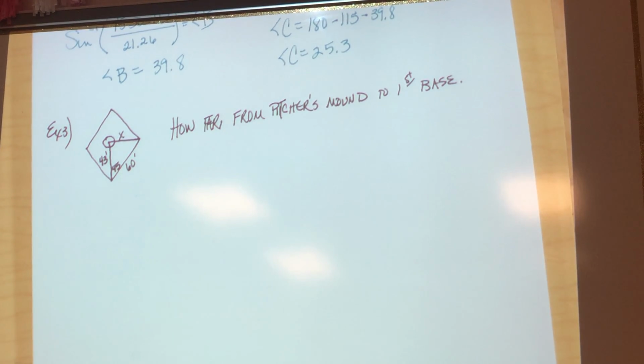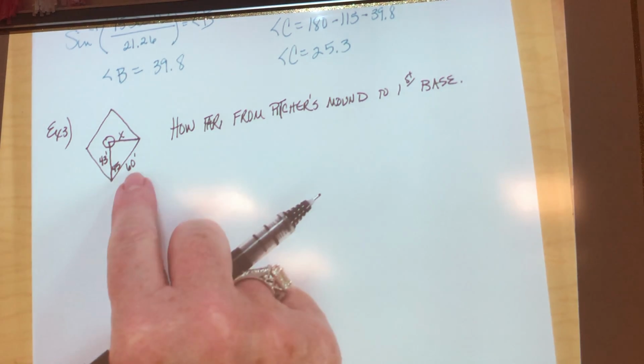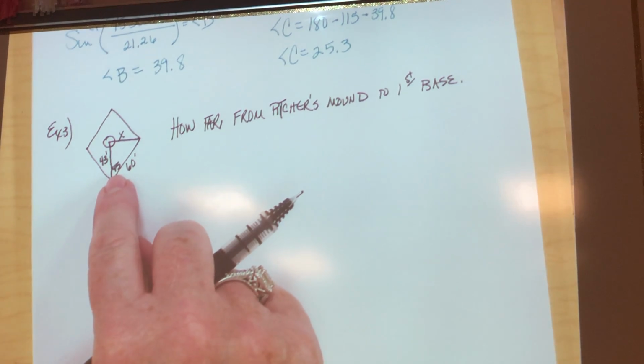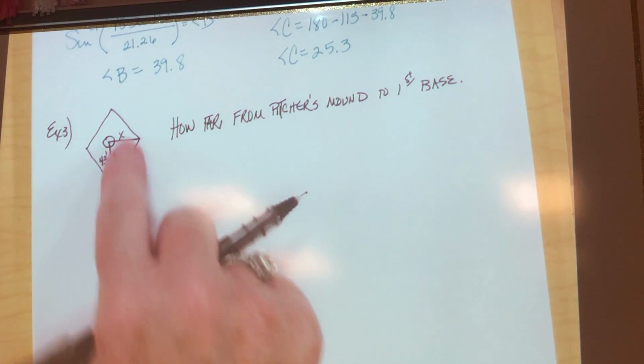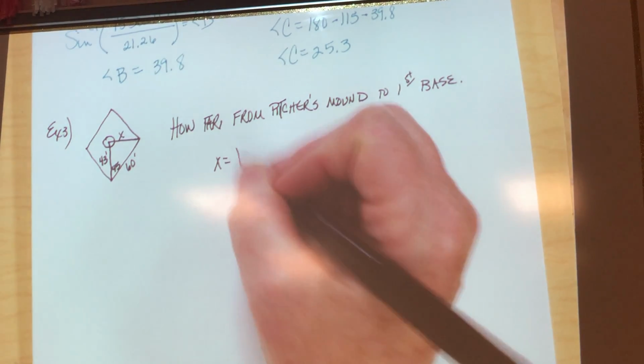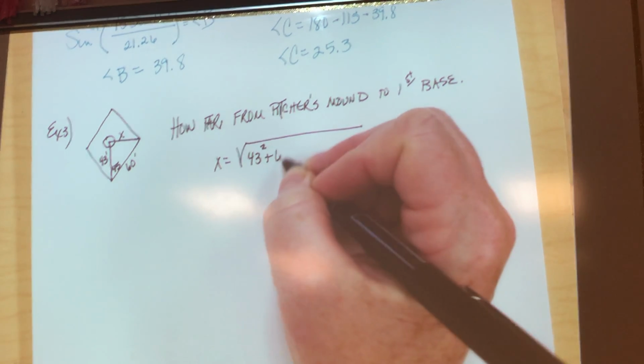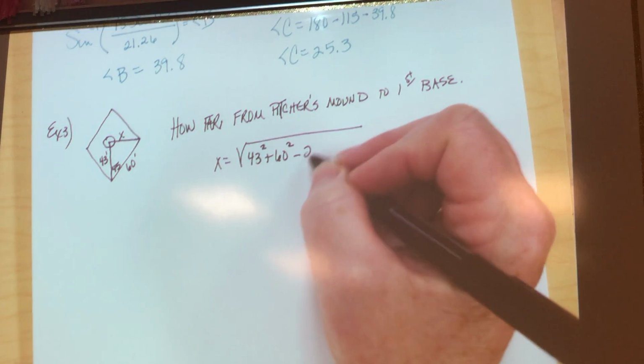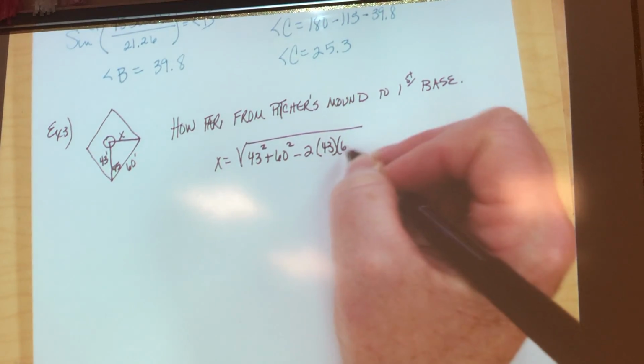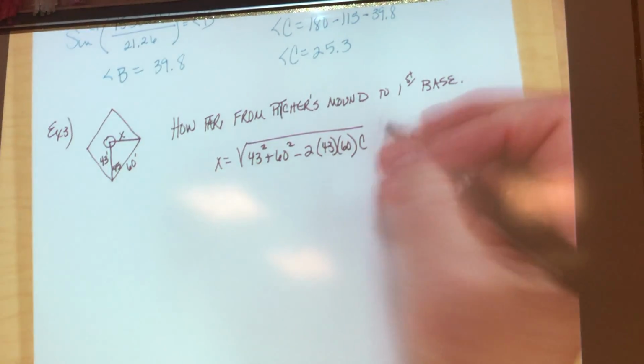Okay, I have a question though. How do I know which one's A, which one's B? Okay, so listen to me. You can call them whatever you want to call them, but you understand why I don't need the formulas? You can't do sine, because this is the only angle that you know. Then I don't need formulas, because here's what I'm going to do. X is equal to the square root of the 2 that I do know, minus 2 times 43 times 60 times the cosine of that guy's angle.